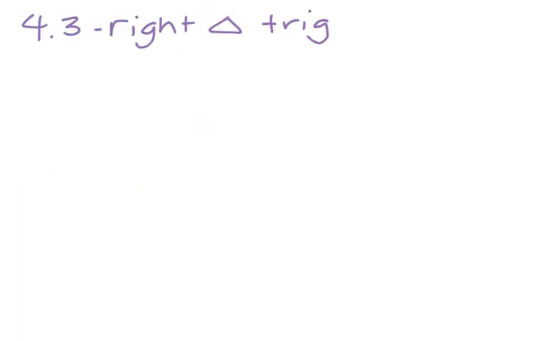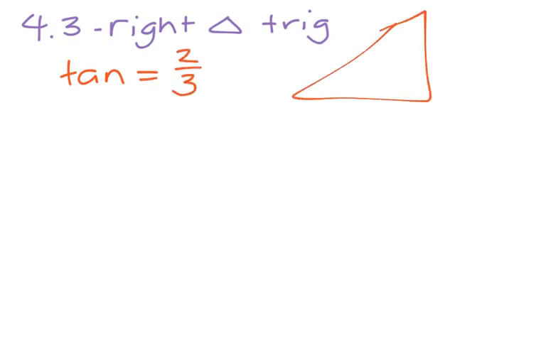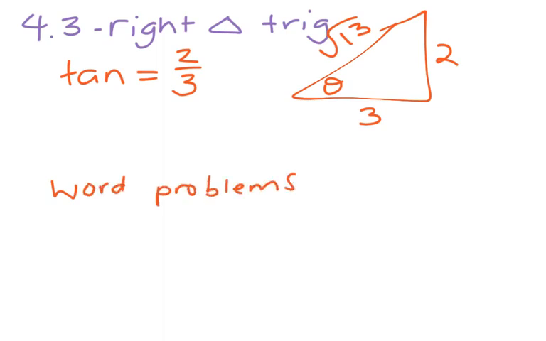Okay, so 4.3 was your right triangle trig. This is where you were given something like, let's say it said tangent equals 2 over 3. So you would draw out your triangle, opposite over adjacent. Same thing here, the hypotenuse is going to be square root of 13. And then I would find my trig functions based on that. You also had the word problems from this section, where you had angle of elevation or angle of depression, that kind of thing. So there's one in the quiz again. I'll give that back to you.